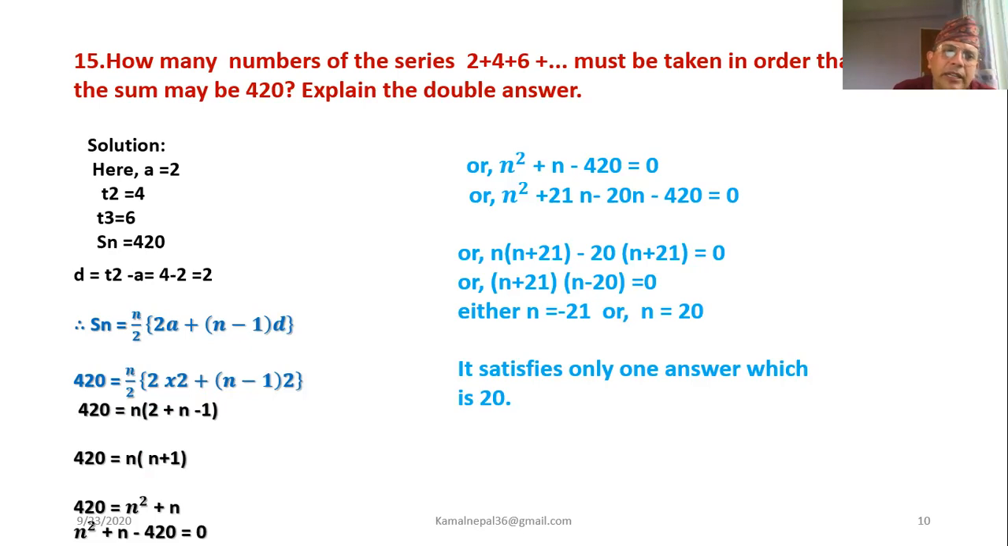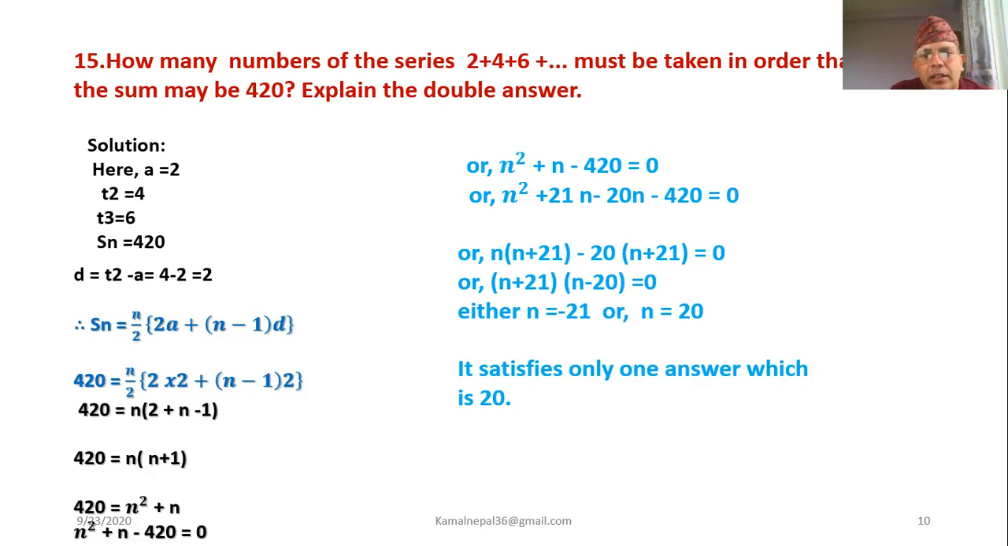Now 420 is equal to n by 2 times (2 times 2 plus (n minus 1) into 2). Then solve it, you will get n square plus n minus 420. Breaking the middle term, you will get (n plus 21) times (n minus 21) is equal to 0. Then do either or.